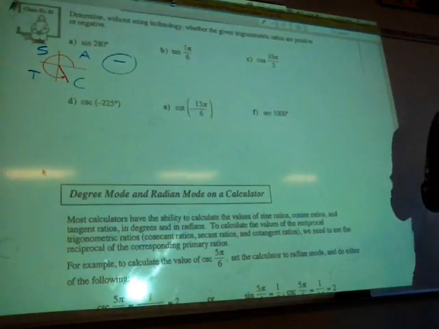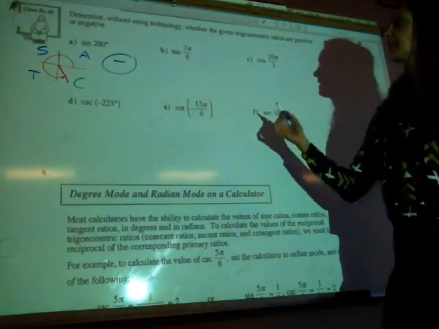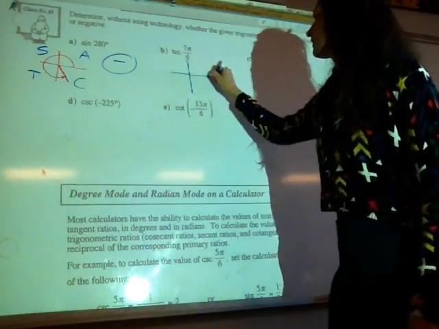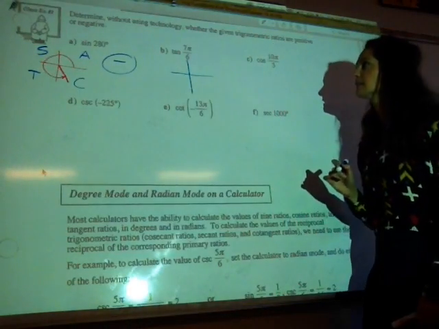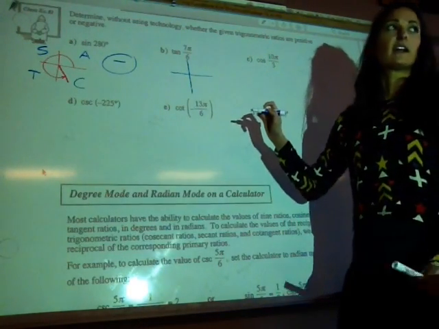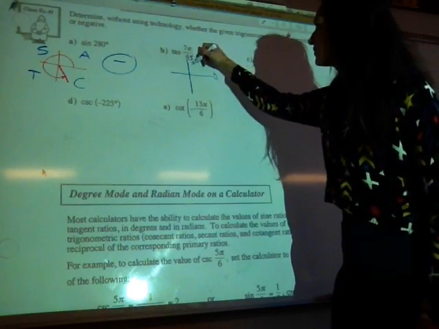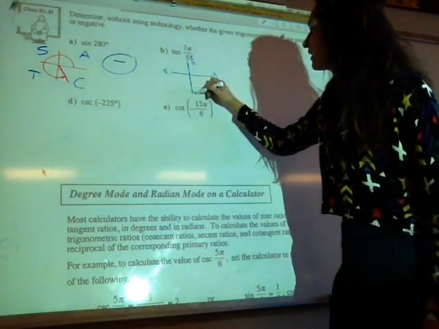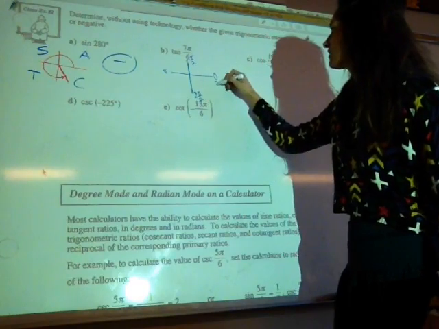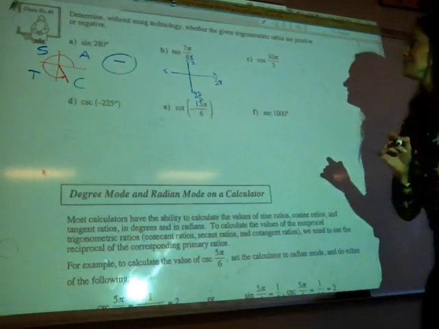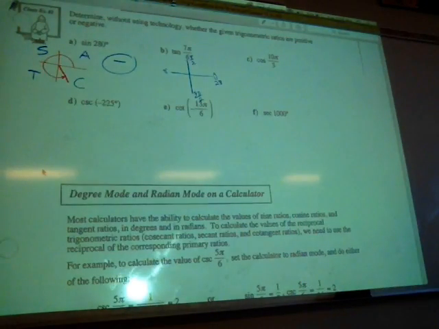Part B, tan 7 pi over 6. So draw your set of axes. Okay, if I just remind you guys, we label it as 0, pi over 2, pi, 3 pi over 2, and 2 pi. 7 over 6, what is that? 1 point... Calculate quick.